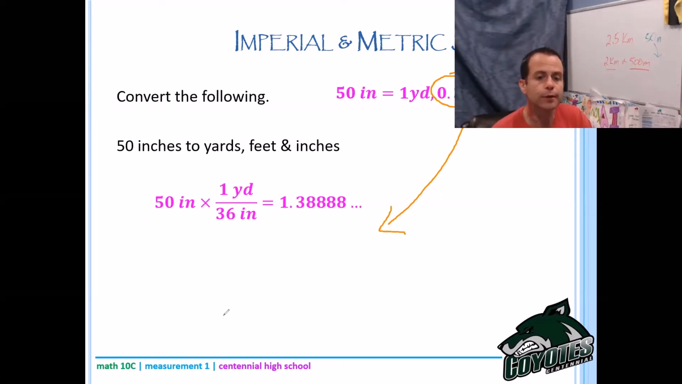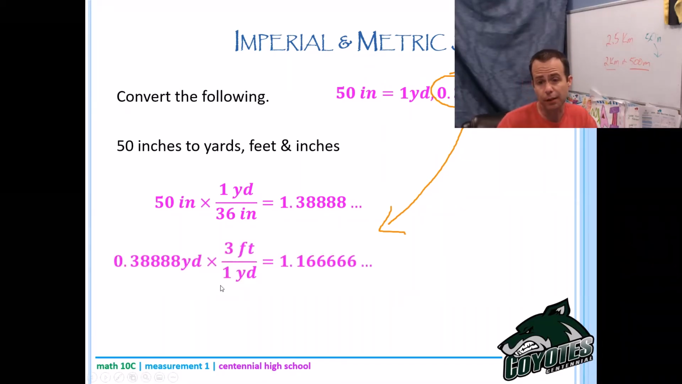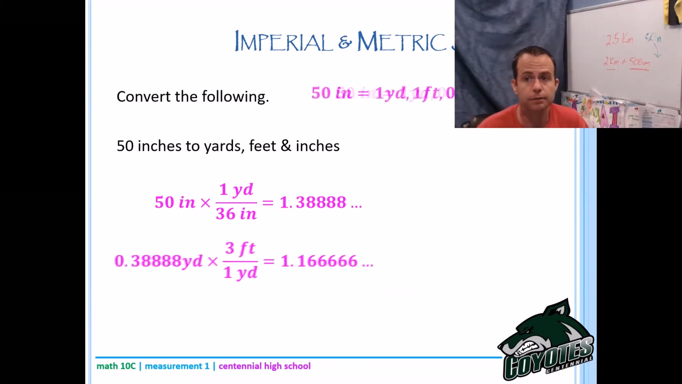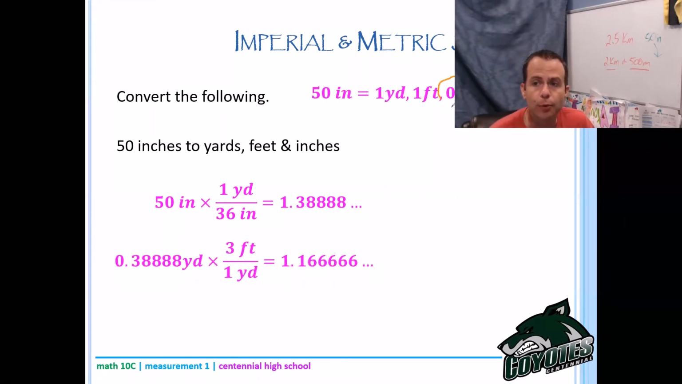Now, to convert that to feet, I would have to multiply it essentially by 3. So now I can just go times 3 in my calculator, and that should give you 1.166666666. Okay, so now my statement reads 50 inches is the same as 1 yard, 1 foot, and 0.1666666 feet. Okay, so now I want to take this 0.1666666 feet and put that back into inches.